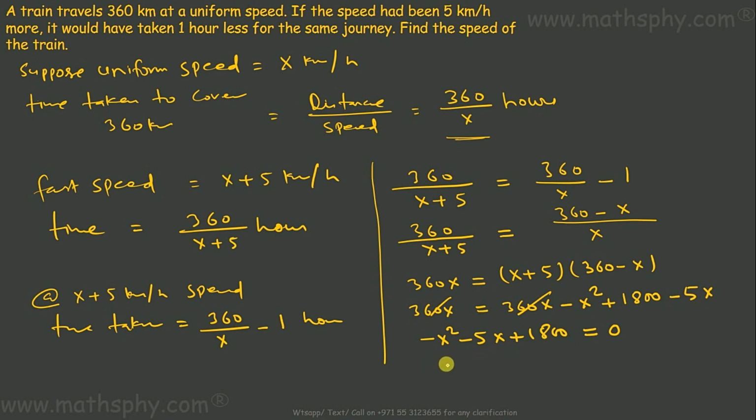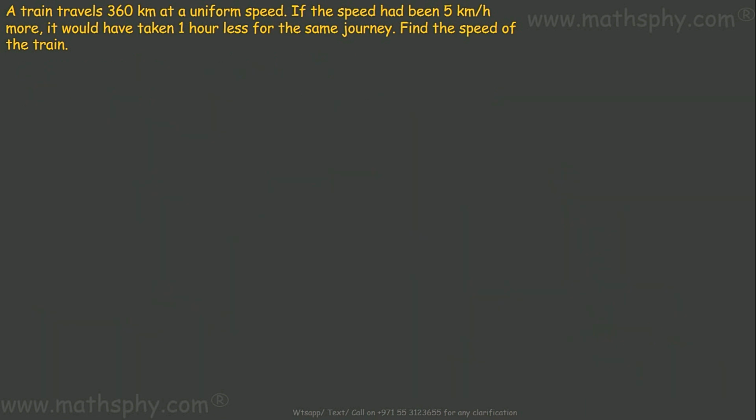Let's take negative as common. So this will be x squared plus 5x minus 1800 equals 0. So here a would be 1, b would be 5 positive, and c would be negative 1800. Now let's solve this through quadratic formula.